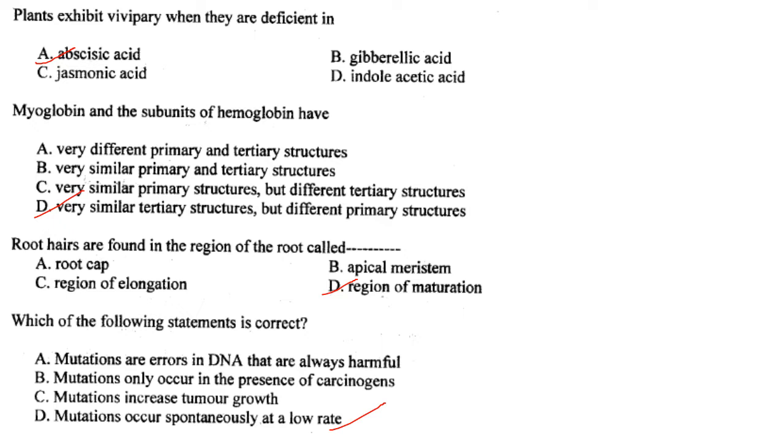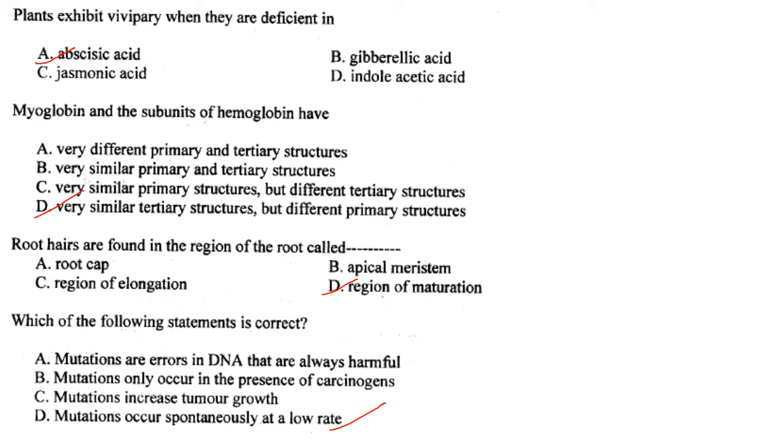Then myoglobin and the subunits of hemoglobin have very similar tertiary structure but different primary structure. Answer is option D. Root hairs are found in the region of the root called the region of maturation. Answer is option D.